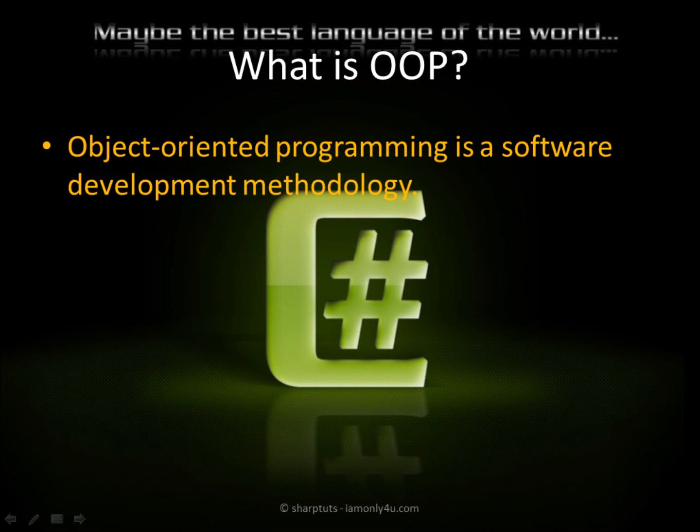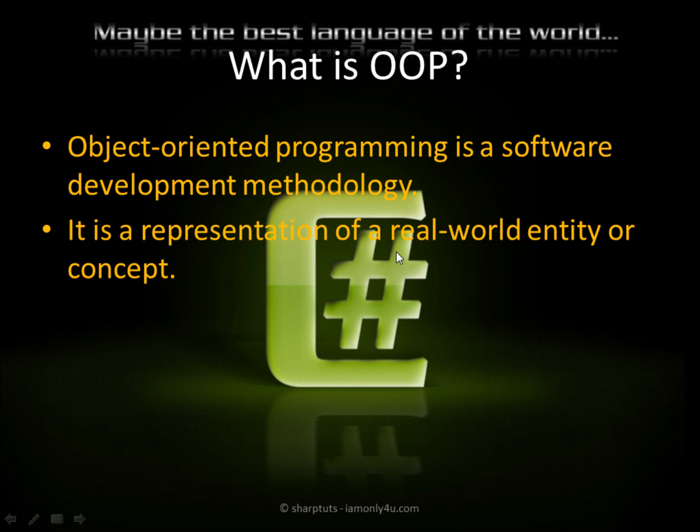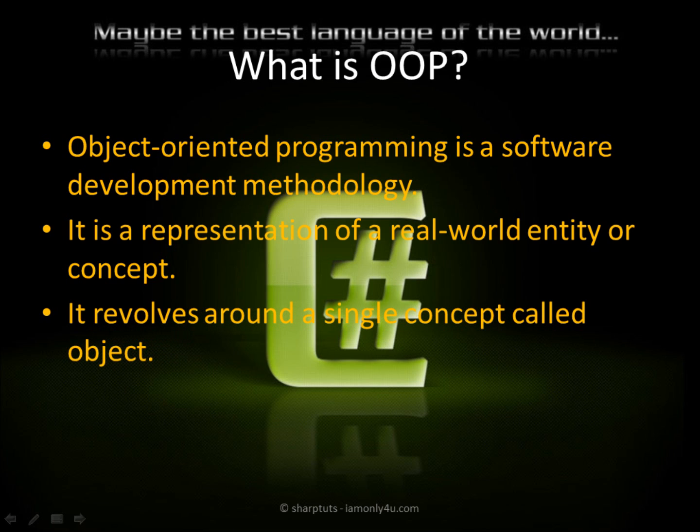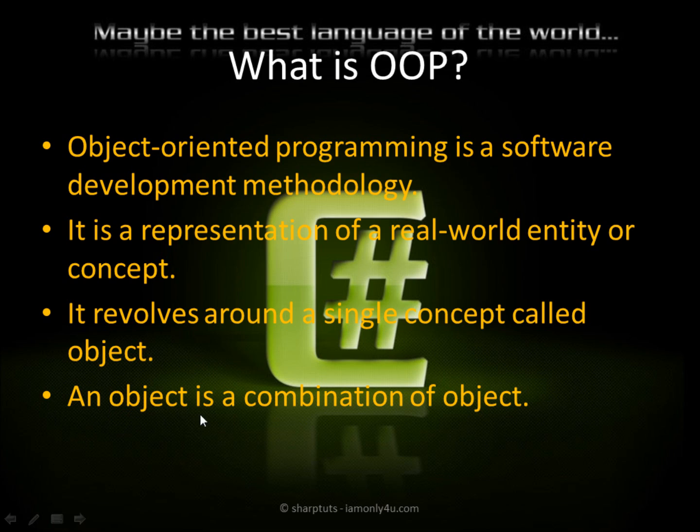Sorry, it's a description. Object-oriented programming is a software development methodology. It is a representation of a real-world entity or a concept, and it revolves around a single concept called object. Here I have made a mistake: a class is a combination of objects, or else it may be a method is a combination of objects. I'm not sure about this particular sentence. Anyways, carry on.